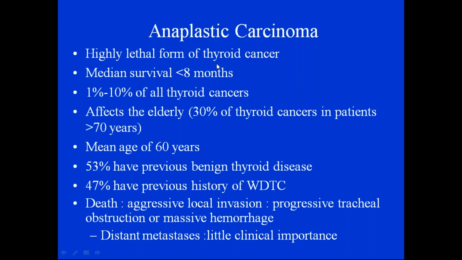Anaplastic is a highly lethal form of thyroid cancer. Median survival is less than 8 months, and it is 1 to 10% of all thyroid cancers, affecting the elderly. Mean age is 60 years. 53% have benign thyroid disease, and death will be there. Mostly within 1 year, the patient will die definitely.